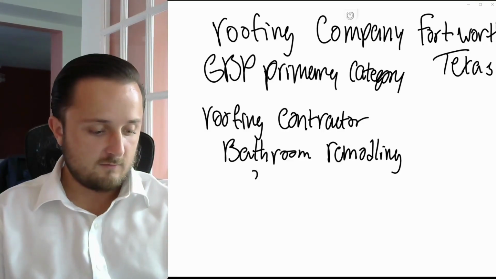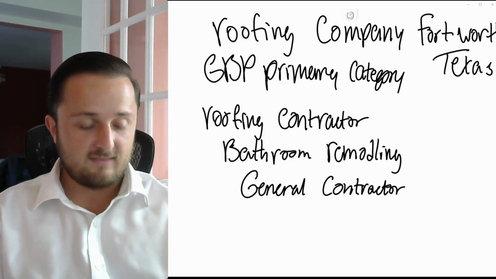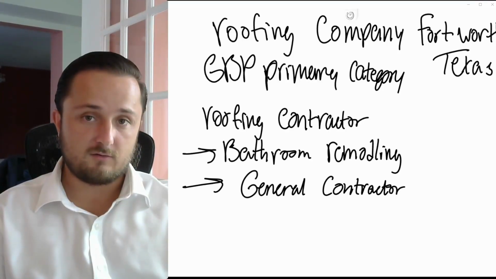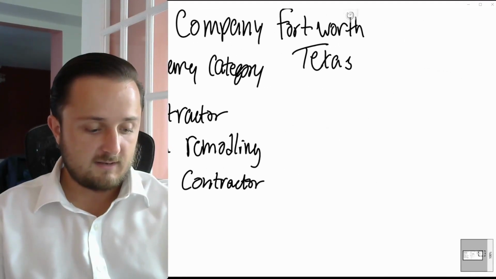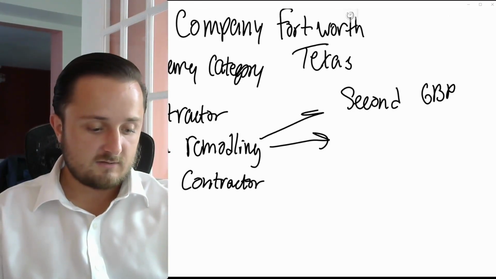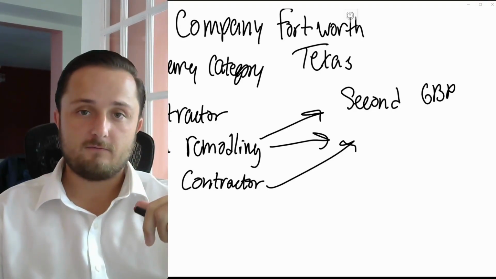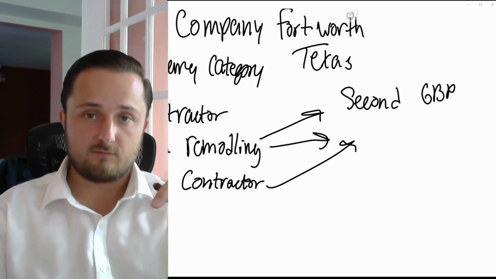Or let's say that you think you should put general contractor because you maybe do some other work on the other side, right? In these instances, so you also offer bathroom remodeling and you're a general contractor, this is when I would recommend getting a second Google Business Profile. And so let's say you did bathroom remodeling. So for bathroom remodeling, that would get its own Google Business Profile.